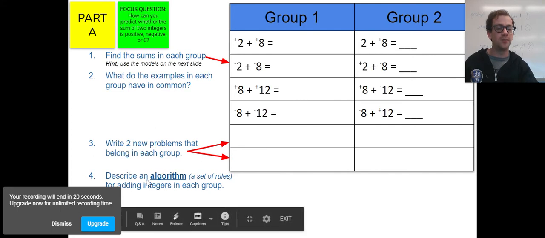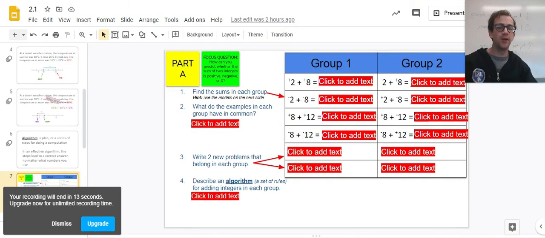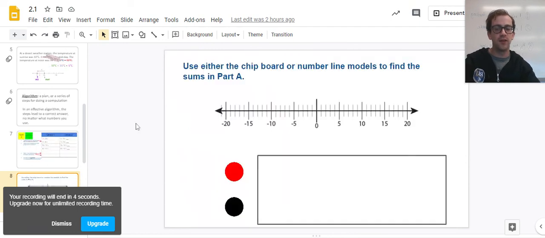Last step, you are going to be writing that algorithm. What's the set of rules for adding integers in both groups? Your document looks like this. So everywhere you see a red box, you are going to have to add your text. Check your work, please, by using the models that are on the very next slide to make sure you are getting it right.